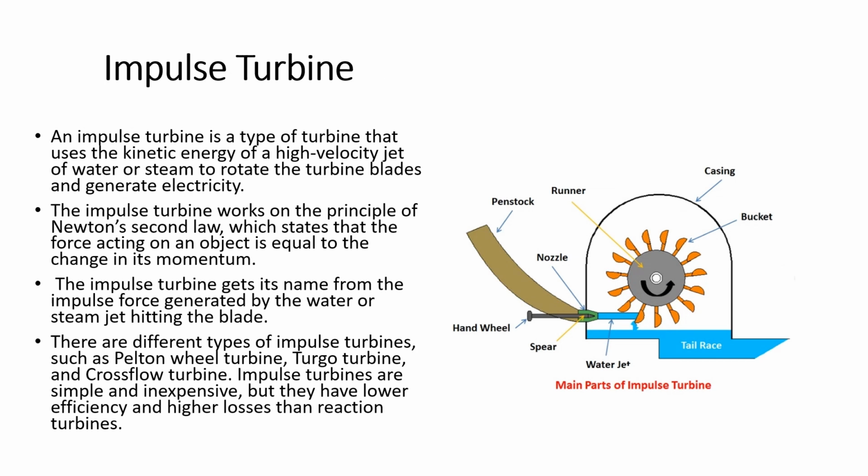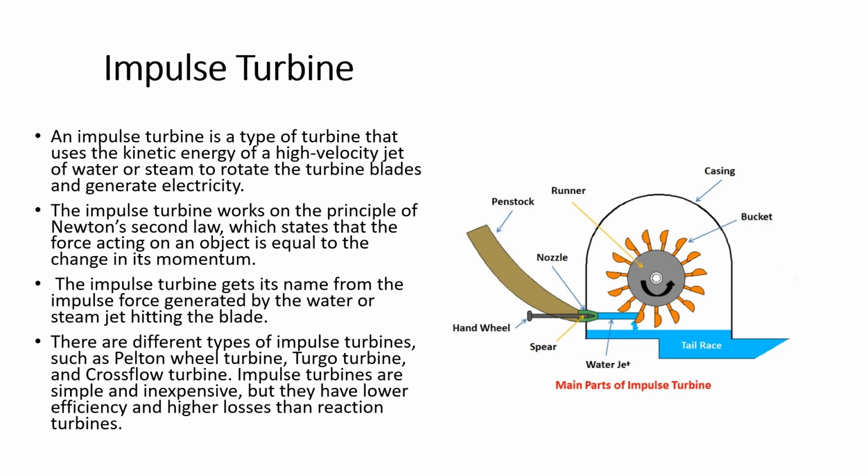An impulse turbine is a type of turbine that uses the kinetic energy of a high-velocity jet of water or steam to rotate the turbine blades and generate electricity. The impulse turbine works on the principle of Newton's second law, which states that the force acting on an object is equal to the change in its momentum.